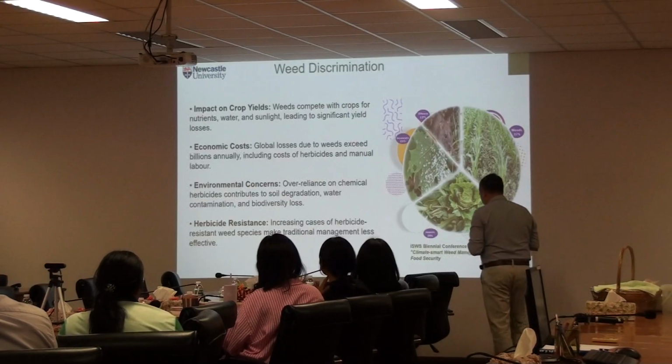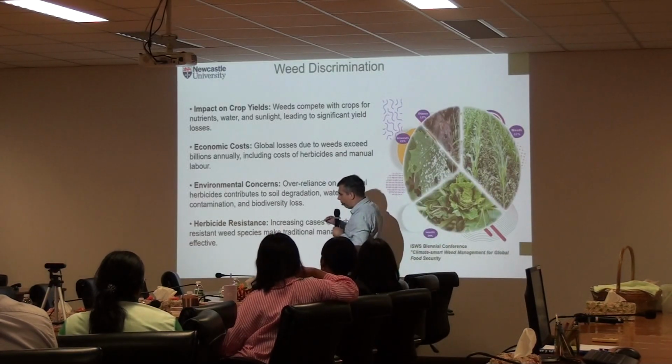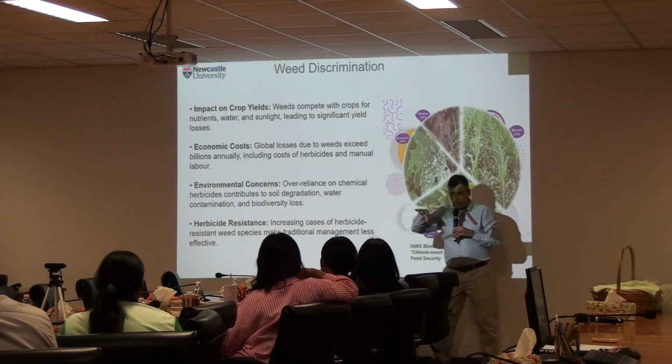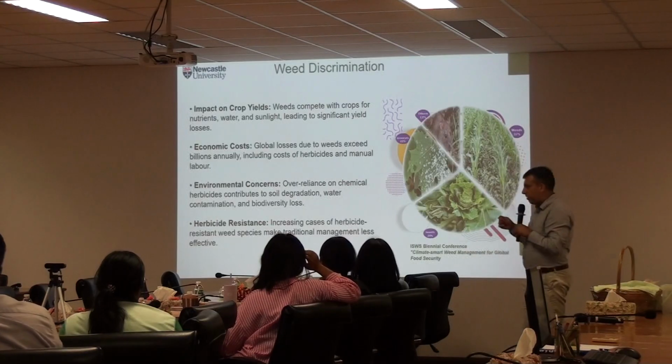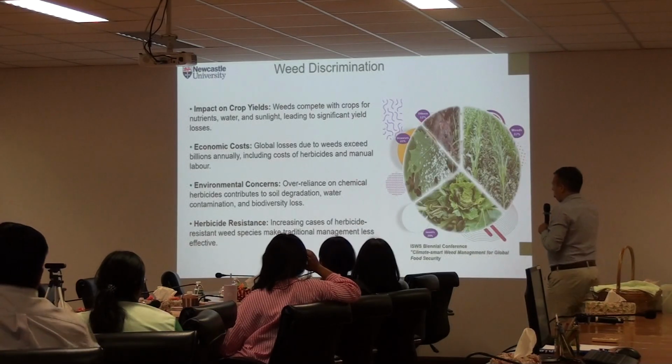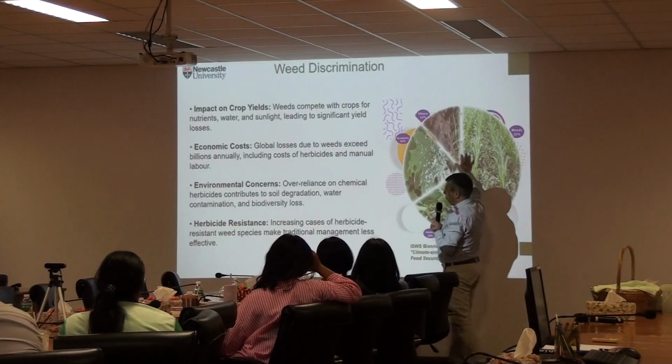Now, taking that slightly further, here is another example on machine learning: can we actually distinguish different types of weeds as well? It's not just about detection, it's about discrimination of different weeds.